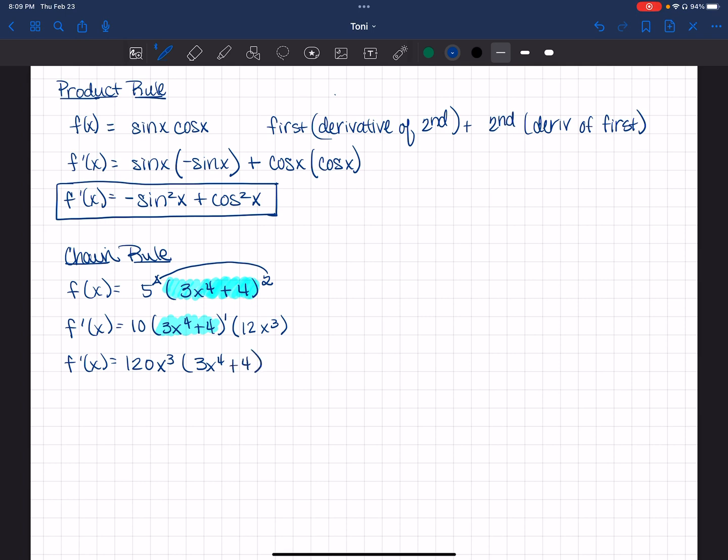Okay? You can multiply that out or not multiply that out. Generally, we don't. And then sometimes we have a combo. Okay, so let's look at a combo here.